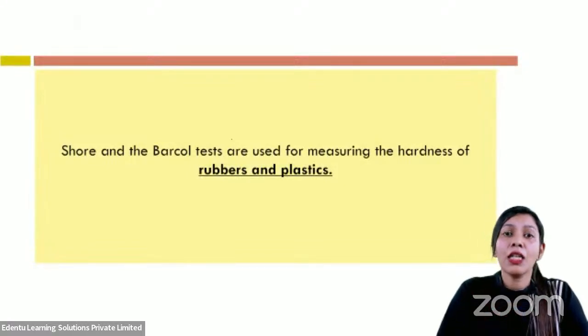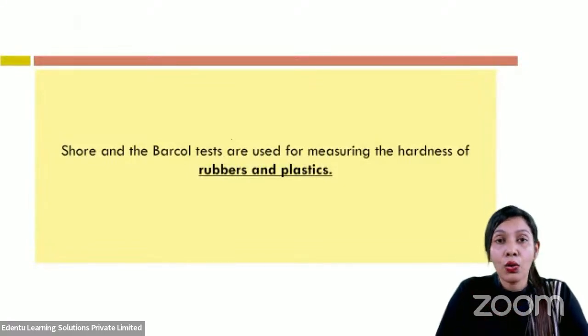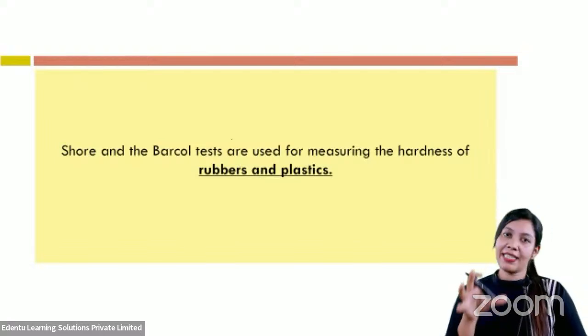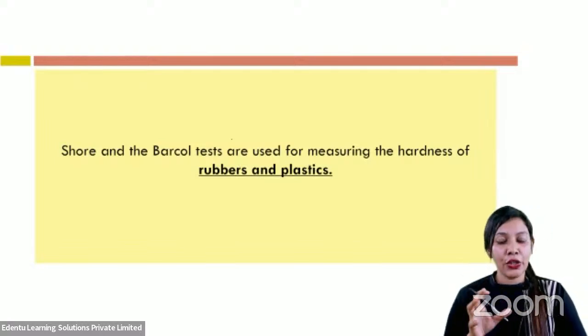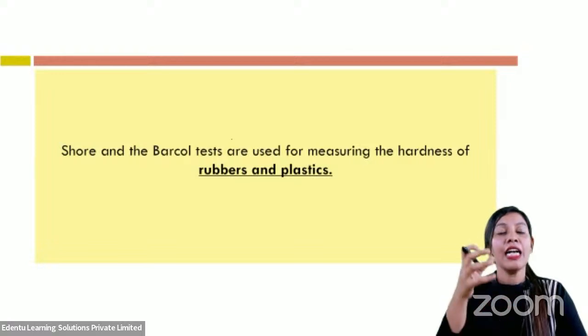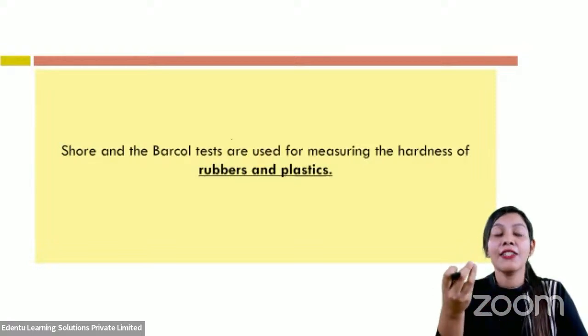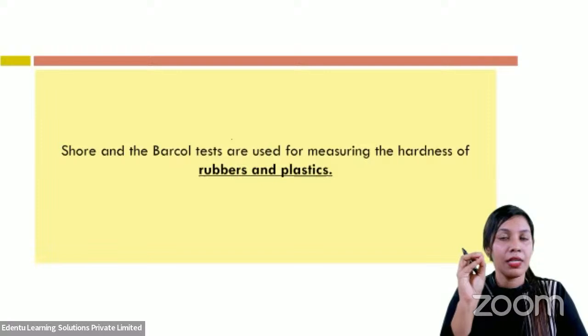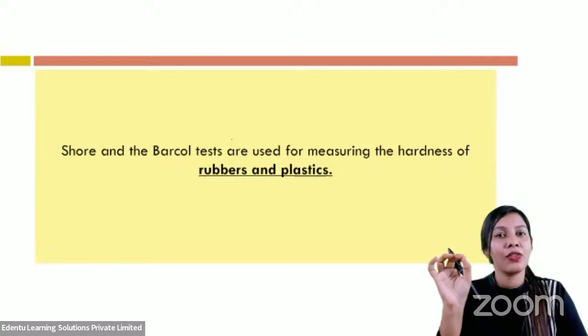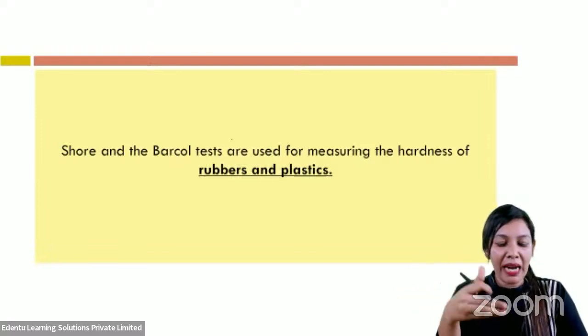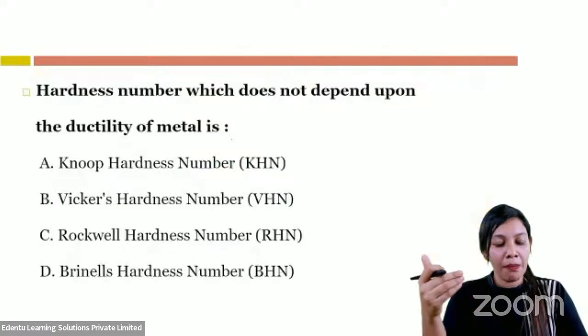Very important, another question, Shore and Barcol test. So this is again a tester machine which is used for measuring the hardness of plastics and rubbers. It's very important, only for plastics and rubbers. That is the flexible material. So mainly for plastic and rubber, it is Shore and Barcol test.